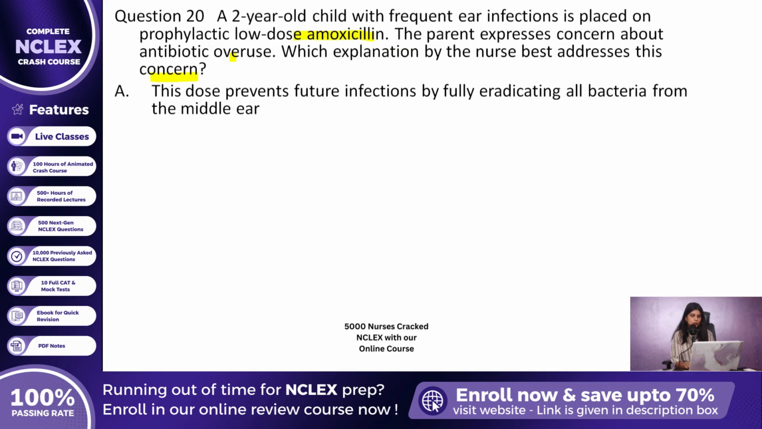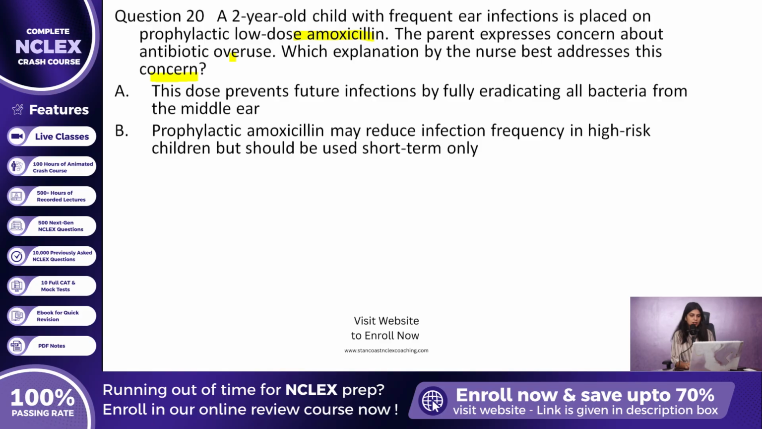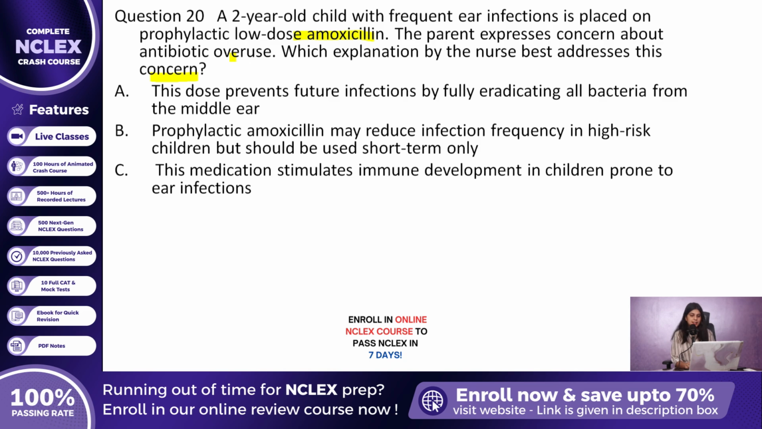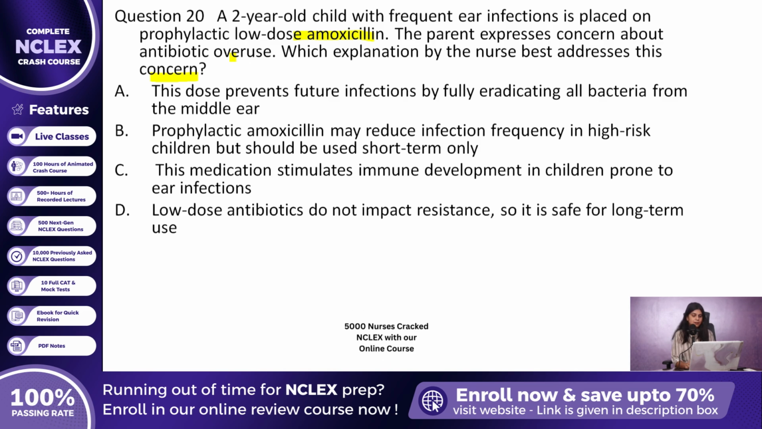Option A. This dose prevents future infections by fully eradicating all bacteria from the middle ear. Option B. Prophylactic amoxicillin may reduce infection frequency in high-risk children, but should be used short-term only. Option C. This medication stimulates immune development in children prone to ear infections. Option D. Low-dose antibiotics do not impact resistance, so it is safe for long-term use. The correct answer is option B. Prophylactic amoxicillin may reduce infection frequency in high-risk children, but should be used short-term only.